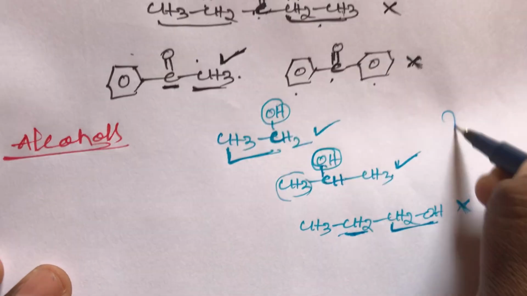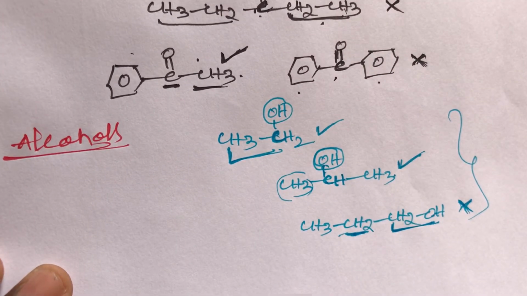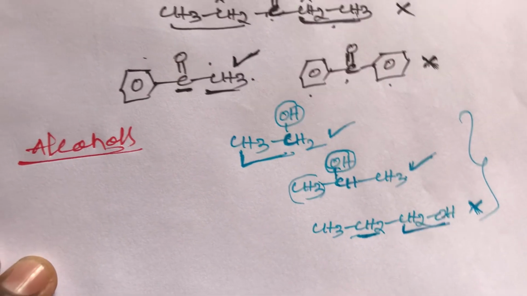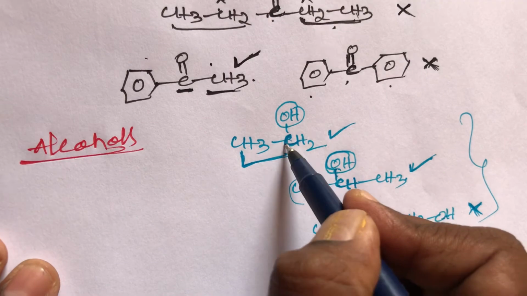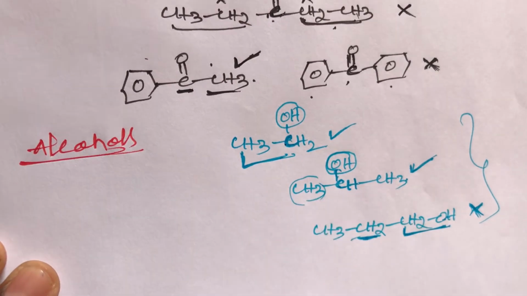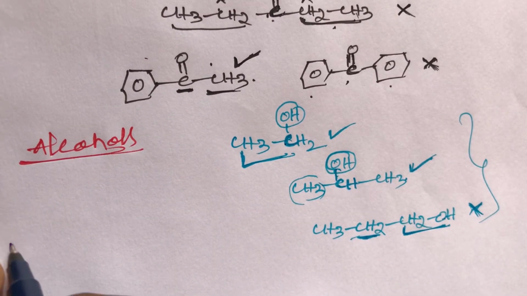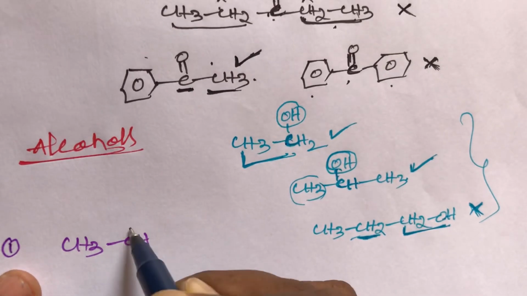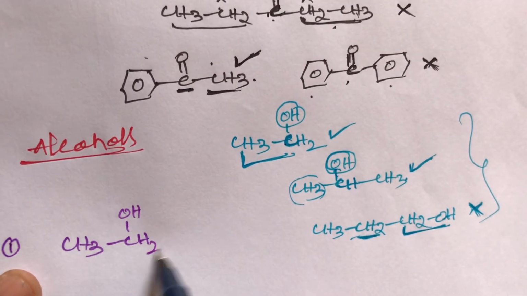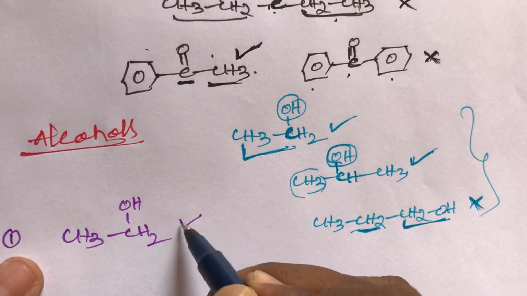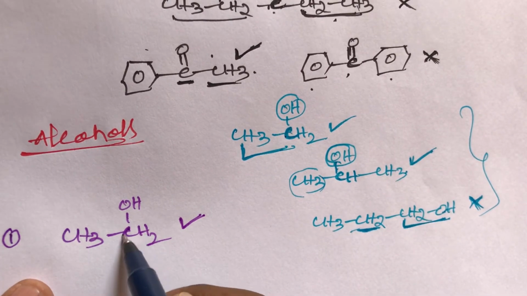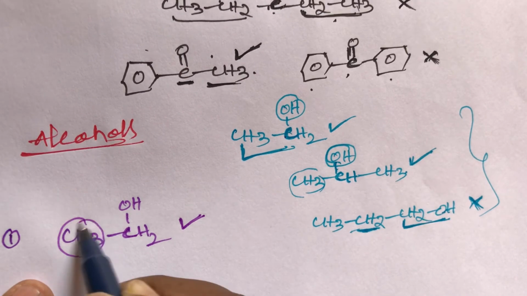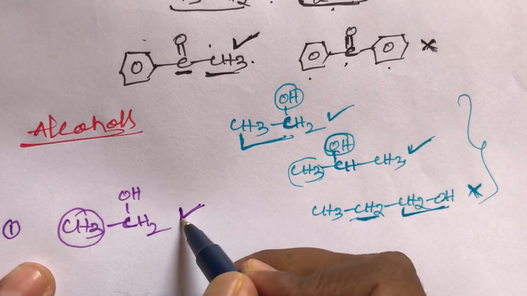Then this is a very important condition, students. Iodoform test in alcohols: what are the conditions? The compound should contain the CHOH group with at least one methyl group beside it. Now take the example. For example 1, CH3-CHOH-CH2. That is also giving a positive iodoform test. Why? Because the CHOH group has a methyl group beside it, so it gives a positive iodoform test.